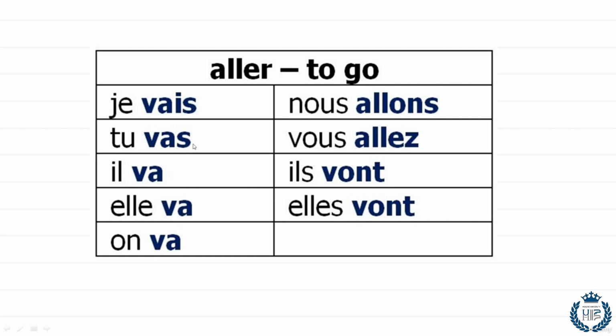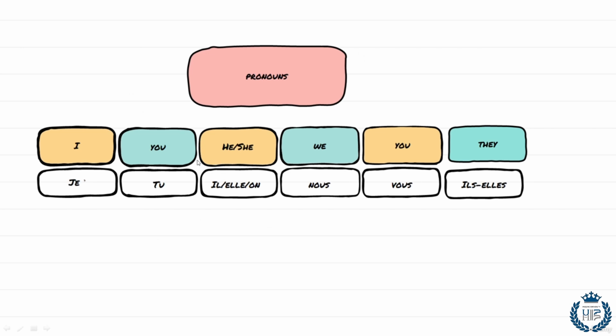As you can see in this list, this is the verb aller, which means to go. So as you can see, tu vas, and vous allez. So each of the pronouns conjugates differently. That's why it is important to know the pronouns.